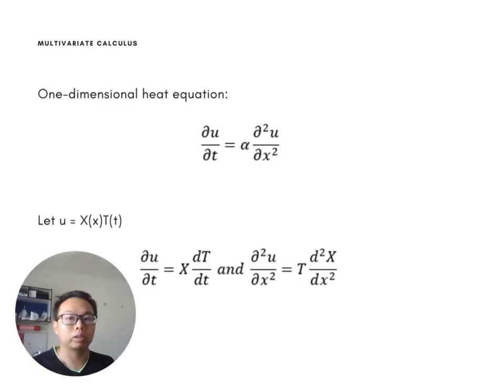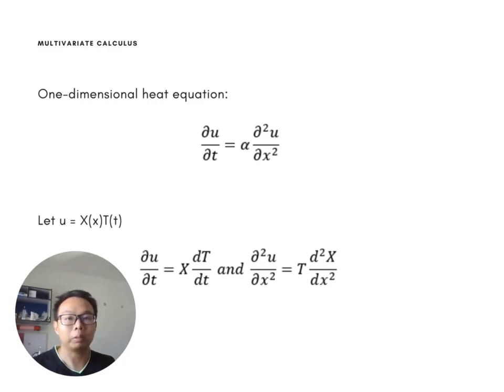So now we will start with the one-dimensional heat equation, which says that the rate of change of the temperature is directly proportional to the second derivative of the temperature along the metal rod. And first, we will assume that the temperature U equals the product of a function X of the variable x and a function T of the variable t.